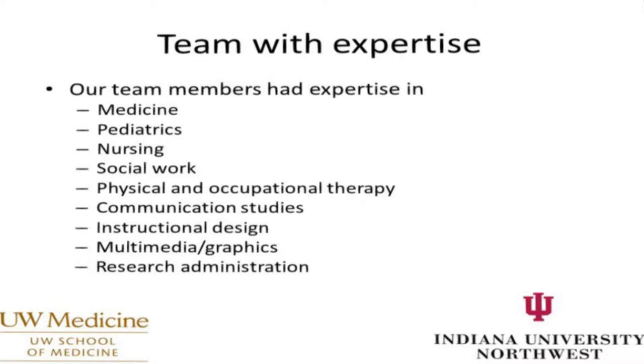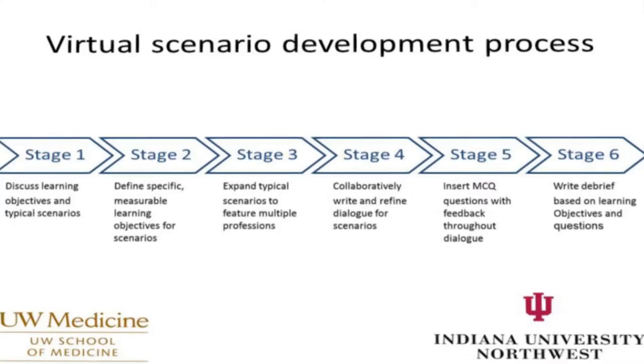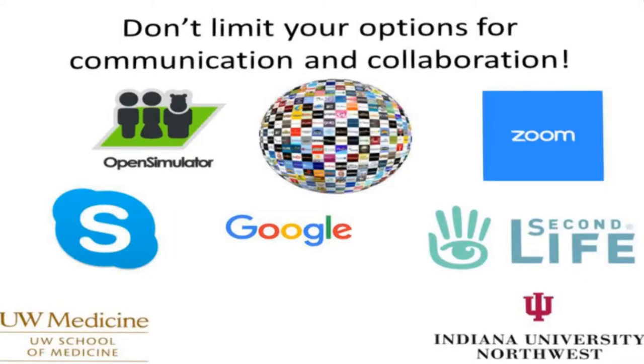And over time, we were able to standardize our virtual scenario development process. So we have 6 stages, which range from identifying and discussing learning objectives and narrowing them down for each scenario, all the way through writing questions and including a debrief, which encourages reflection and promotes our focus on adult learning. And additional lessons that we've learned over the years include that you should not limit your options for communication or collaboration.